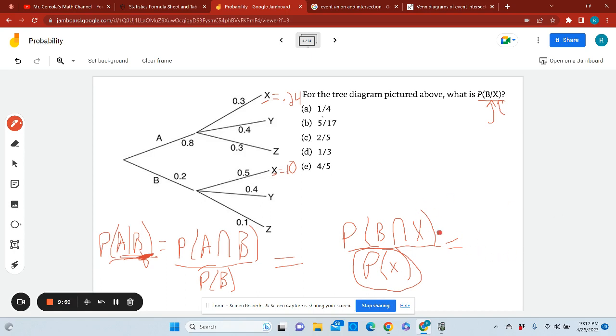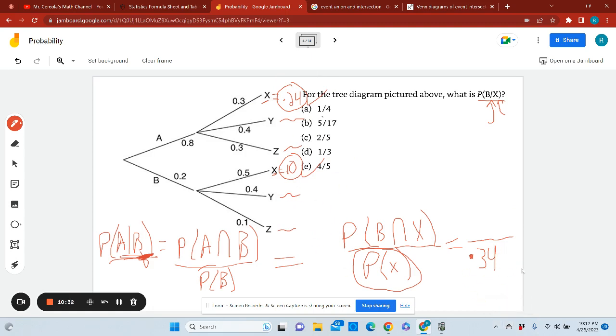So the probability that X is going to occur is going to be this probability here plus this probability here. Those are all the ways that X can occur. So X is going to occur 34% of the time total. I can calculate a probability for A then Y, A then Z, B then Y, B then Z, but those are all the outcomes, and these are the two that have X. So 34% of the time, X is going to occur.